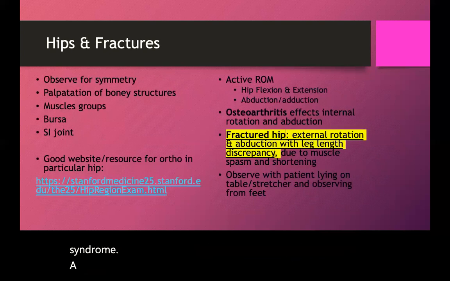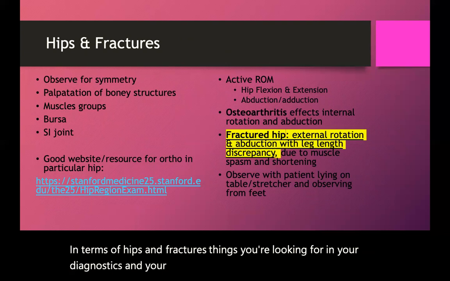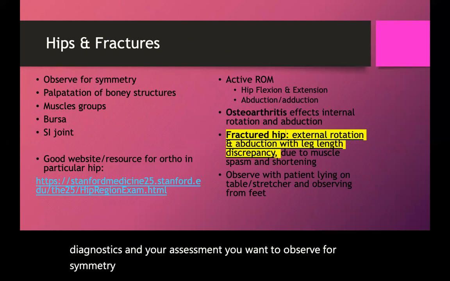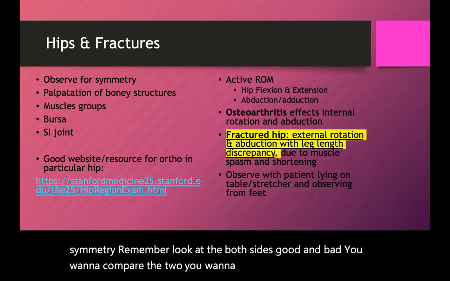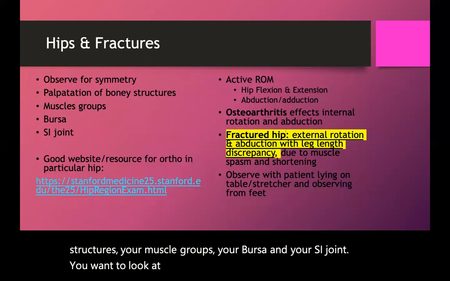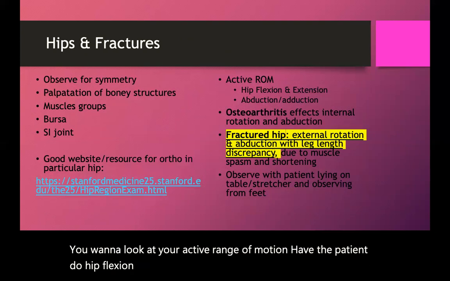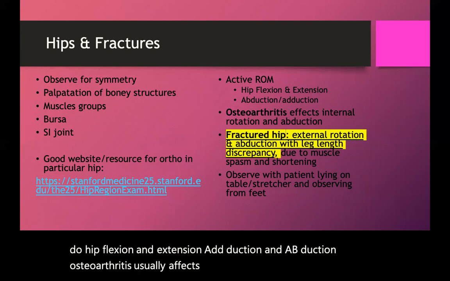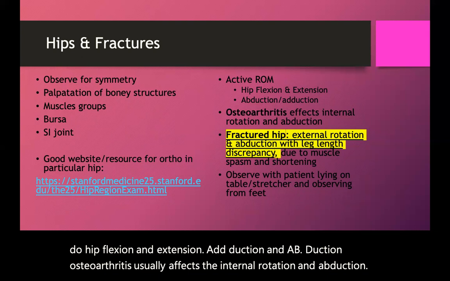In terms of hips and fractures, things you're looking for in your diagnostics and your assessment, you want to observe for symmetry. Remember, look at both sides, good and bad. You want to compare the two. You want to do palpation of your bony structures, your muscle groups, your bursa and your SI joint. You want to look at your active range of motion, have the patient do hip flexion and extension, adduction and abduction. Osteoarthritis usually affects the internal rotation and abduction. So just keep that in mind.